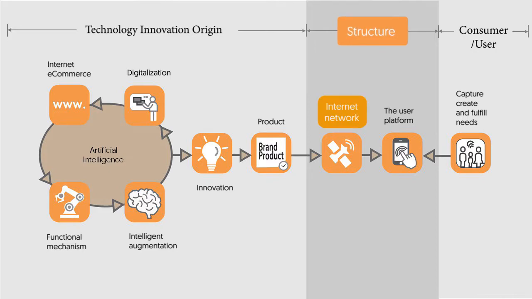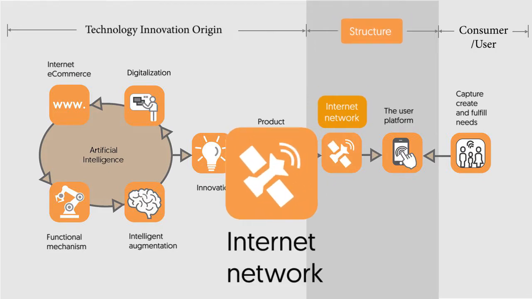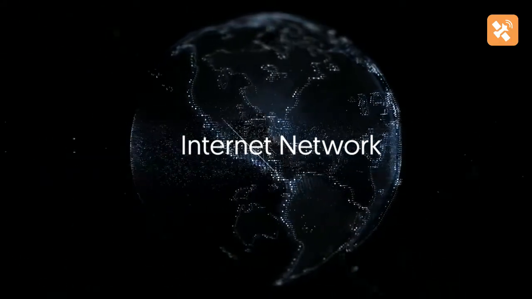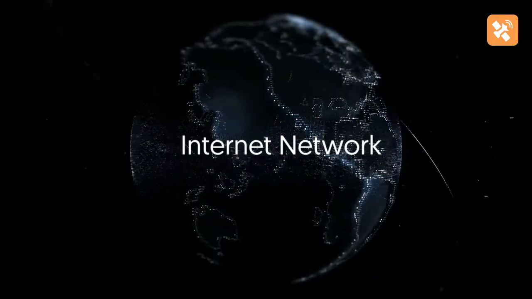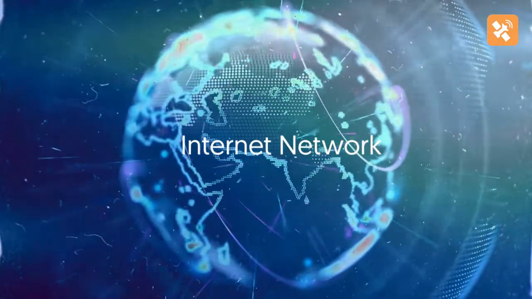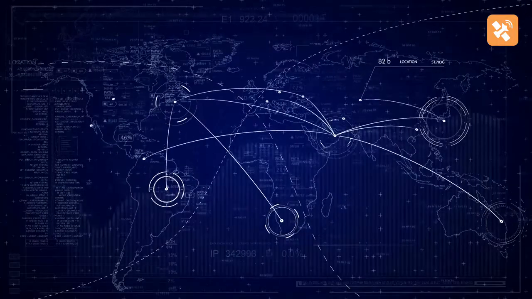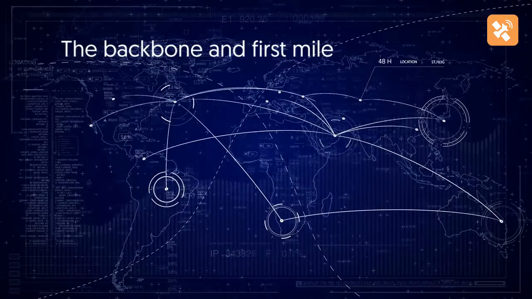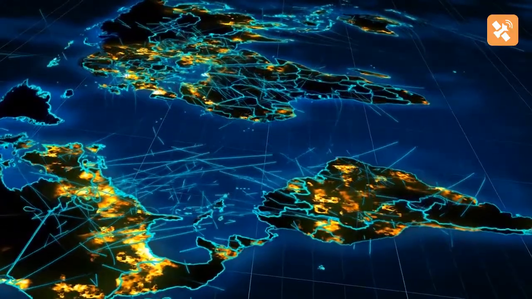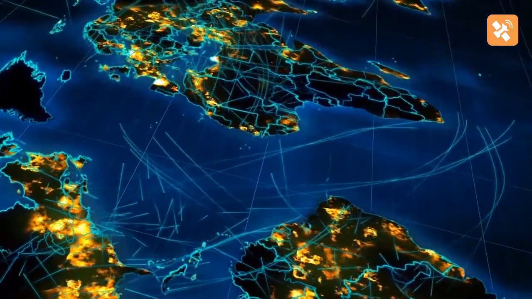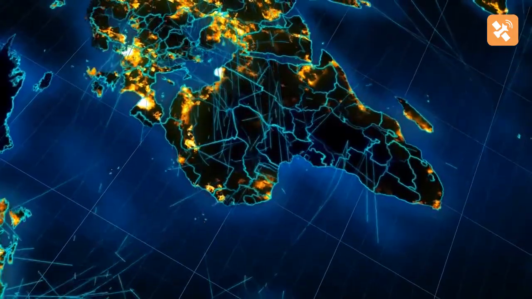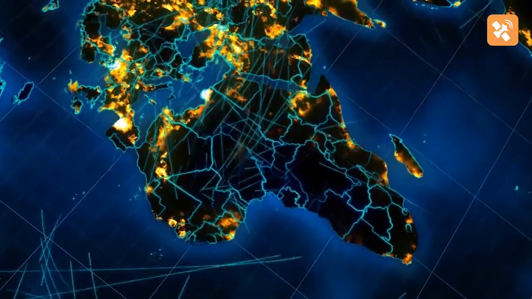Now, let's discuss the internet network, which is the other part of the structure. The internet is a global electronic communication network that enables computers to connect with each other and is open for everyone to access and use. The first part of the internet is the backbone and first mile. These are international links that span continents, undersea, by fiber optic cables or satellites. These are high-capacity data and transfer links that connect to large internet exchange points.